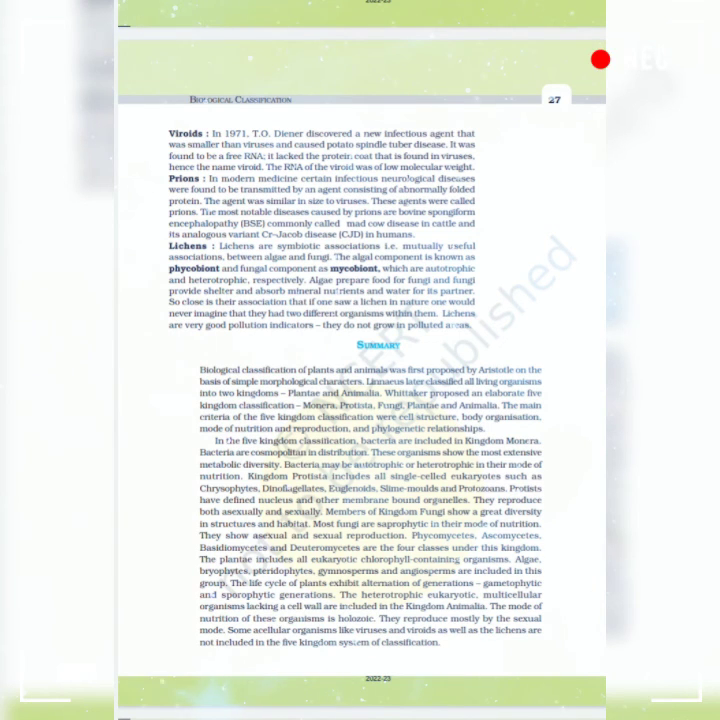So close is their association that if one saw a lichen in nature, one would never imagine that there were two different organisms within it. Lichens are very good pollution indicators. They do not grow in polluted areas.